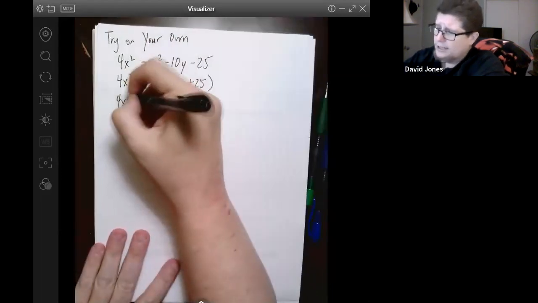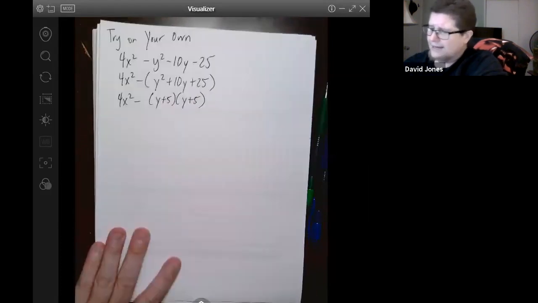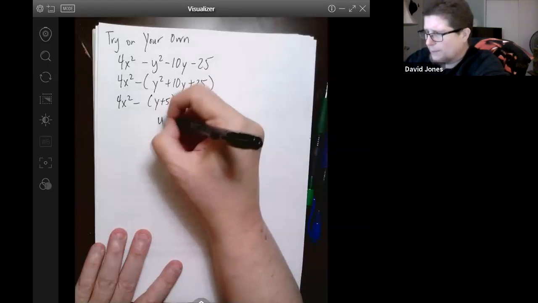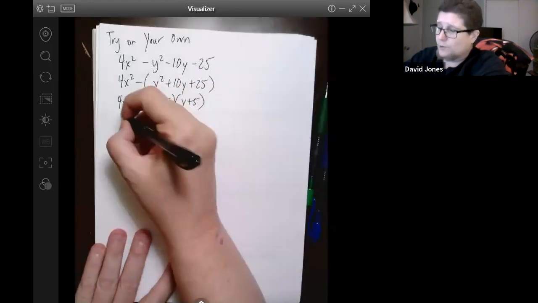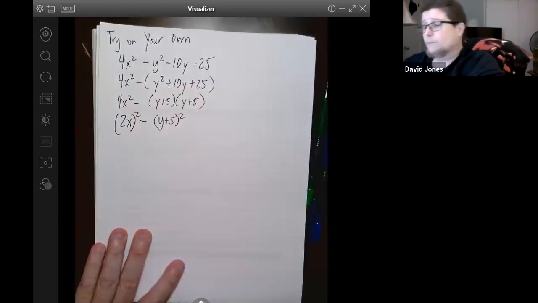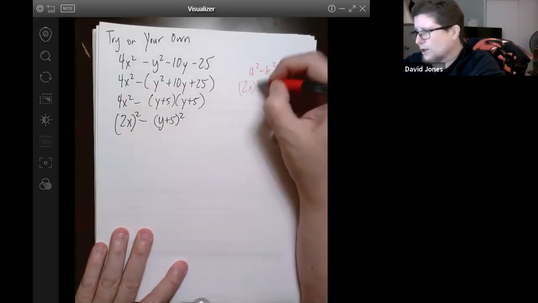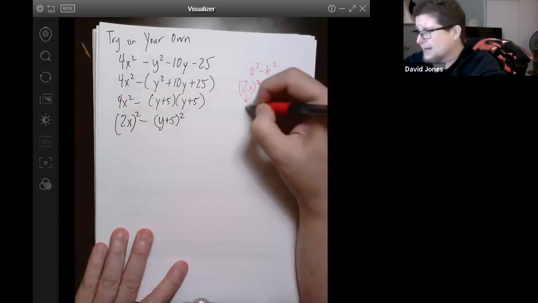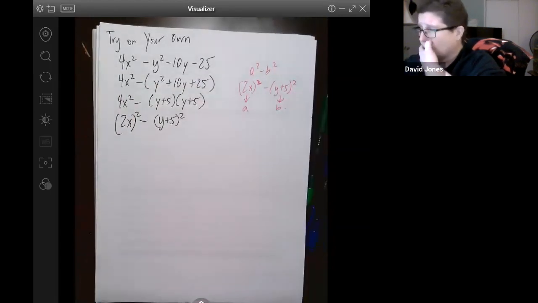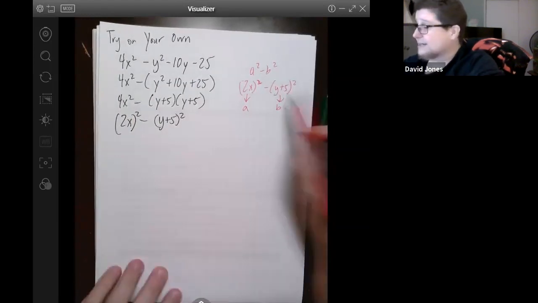Okay, I'll assume you did. You should get y plus 5 times y plus 5. And now this is a perfect square. That's y plus 5 squared. And 4x, we can write that as a perfect square if we do 2x squared. So I've got a squared minus b squared, 2x squared minus y plus 5 squared. So this is my a and this is my b.